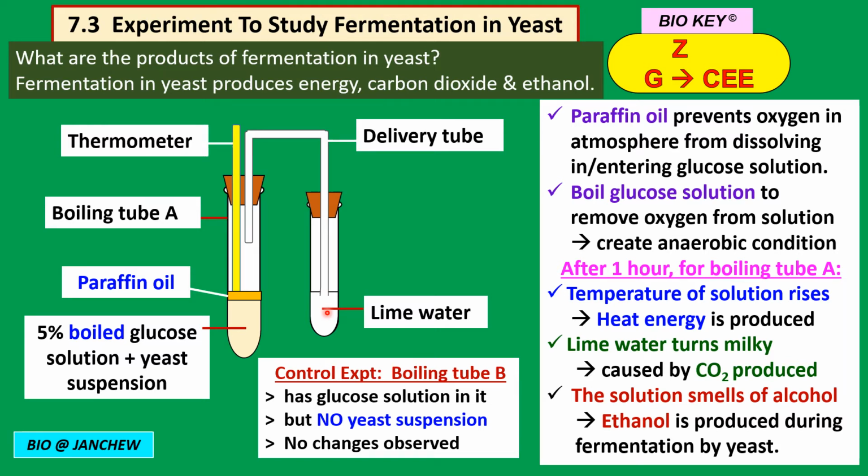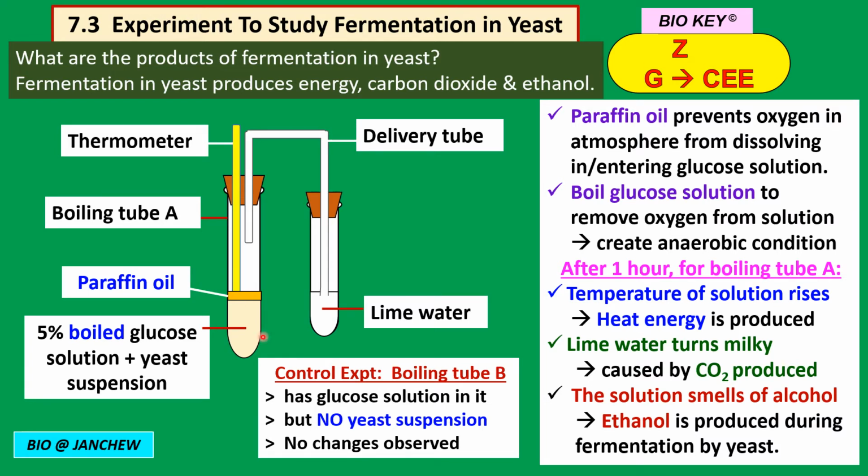Okay, then how do we detect the presence of ethanol? Okay, we can use our noses. So you have to open up this, take away this cork, and then just sniff or smell the smell of the mixture here. Okay, so we should be able to smell the smell of alcohol. Okay, because ethanol is produced during fermentation by yeast.